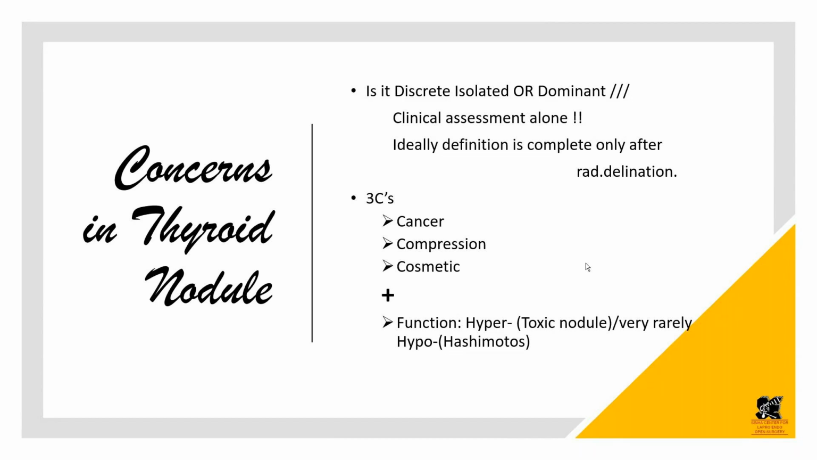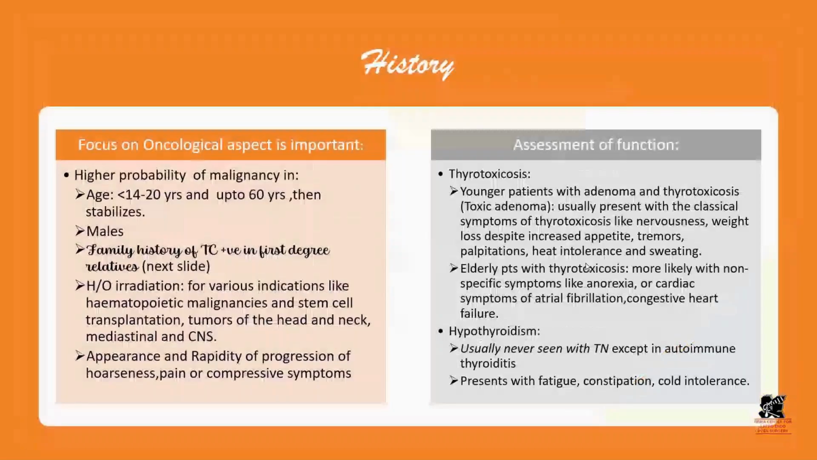We're looking at cancer, the most important. Compression is slightly less important. Cosmetic would vary from person to person, so we'll skip the cosmetic part. And a fourth concern which is added is whether it is a functioning nodule, either hyper or very, very rarely a hypo as seen in Hashimoto's disease. So we're looking at cancer and compression as the two major concerns, followed by a minor concern of functionality of that particular nodule.